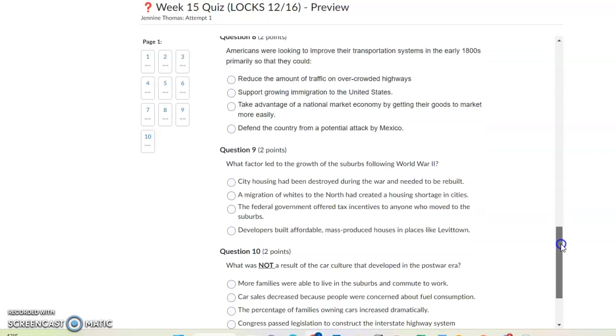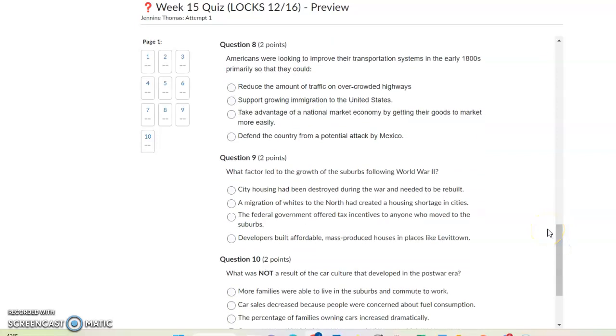Question number 8. Americans were looking to improve their transportation systems in the early 1800s, primarily so that they could A. Reduce the amount of traffic on overcrowded highways. B. Support growing immigration to the United States. C. Take advantage of national market economy by getting their goods to market more easily. Or D. Defend the country from potential attack by Mexico.